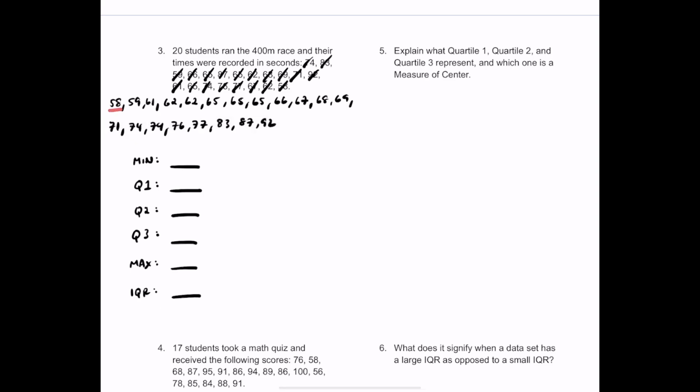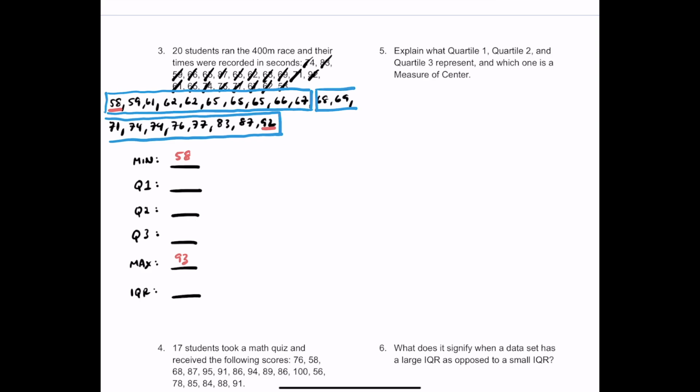So 58 is the fastest, okay? And 92 was the slowest. I'm going to put that over here for the max. And there are 20 students, so think about that. What's half of that? That's 10. So I need 10 people. 1, 2, 3, 4, 5, 6, 7, 8, 9, 10. This right here is going to be the bottom half, or the lower half. So these were the fastest half of the people. Remember, the lower time's better here. And then for the upper half, or the slower 50%, those are these times right over here.